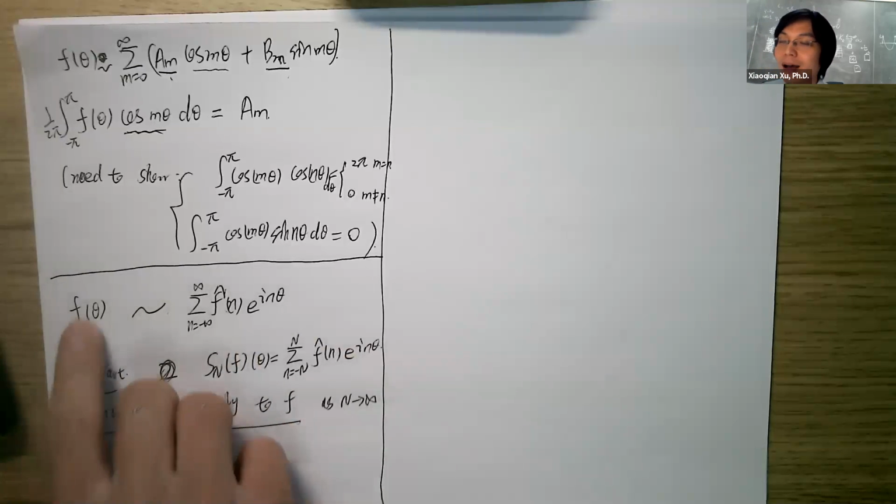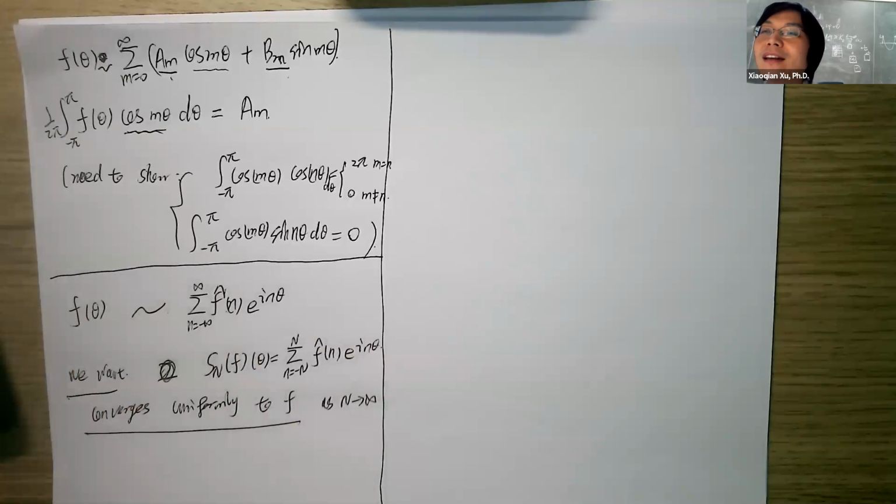But even if your f is continuous at each point, you may still get a Fourier series that will diverge at any point. This is a very interesting example. And the construction is quite technical, but very interesting.